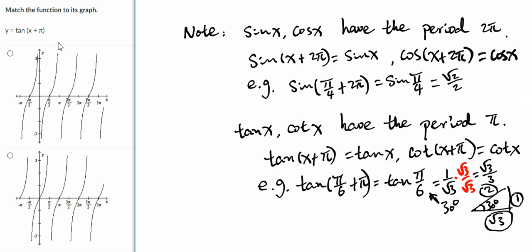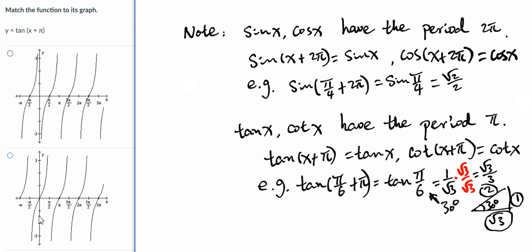Basically here you need the graph for tan(x + pi), so you just need to find out the graph of tan x. Remember, tan x starts from the origin. The origin is on the tan x curve and it is increasing. Here it is not from the origin. The curve does not go through the origin, so this one will not be it.